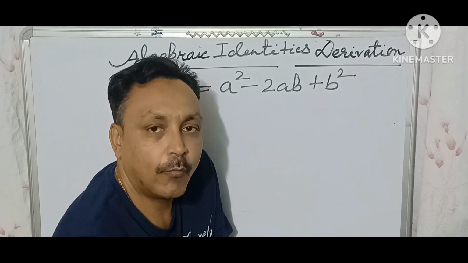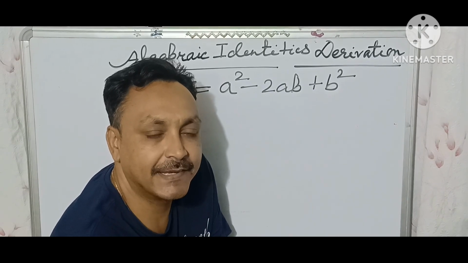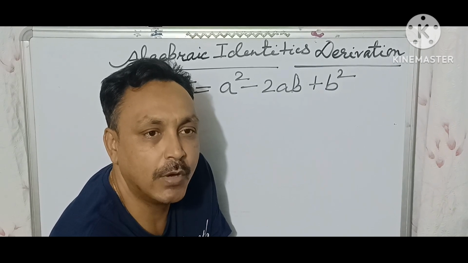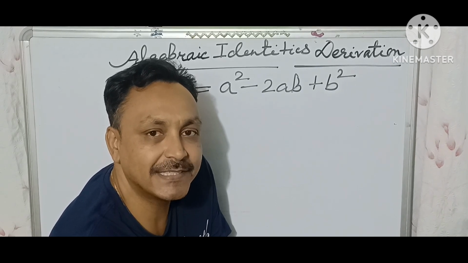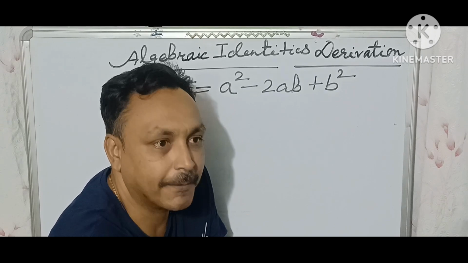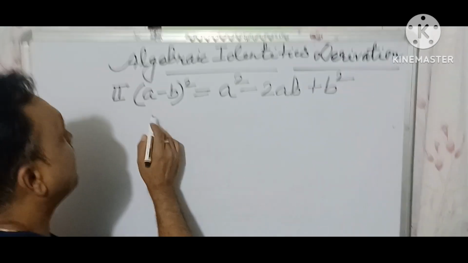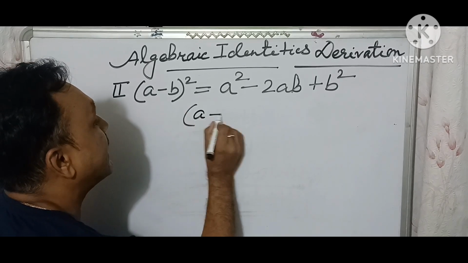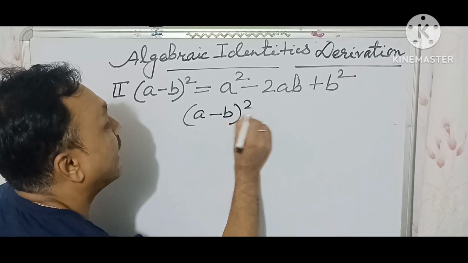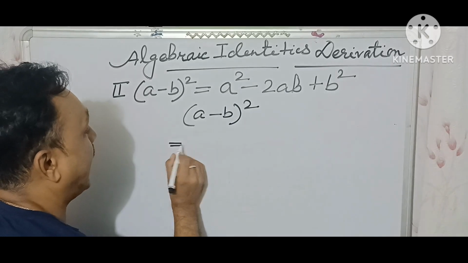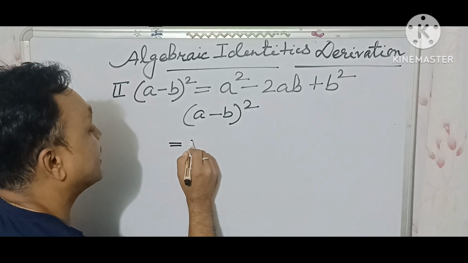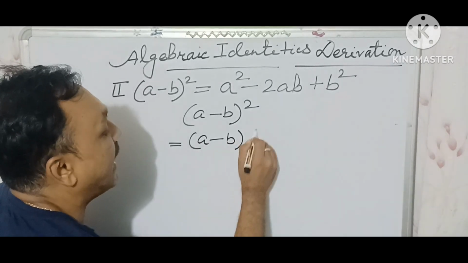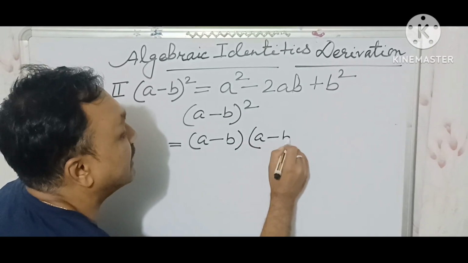So in this video we are going to derive the second identity, that is (a - b)², and that is equal to a² - 2ab + b². So let us start. (a - b)², that is (a - b)². It's a product of binomials, so we have to write it twice: (a - b)(a - b).